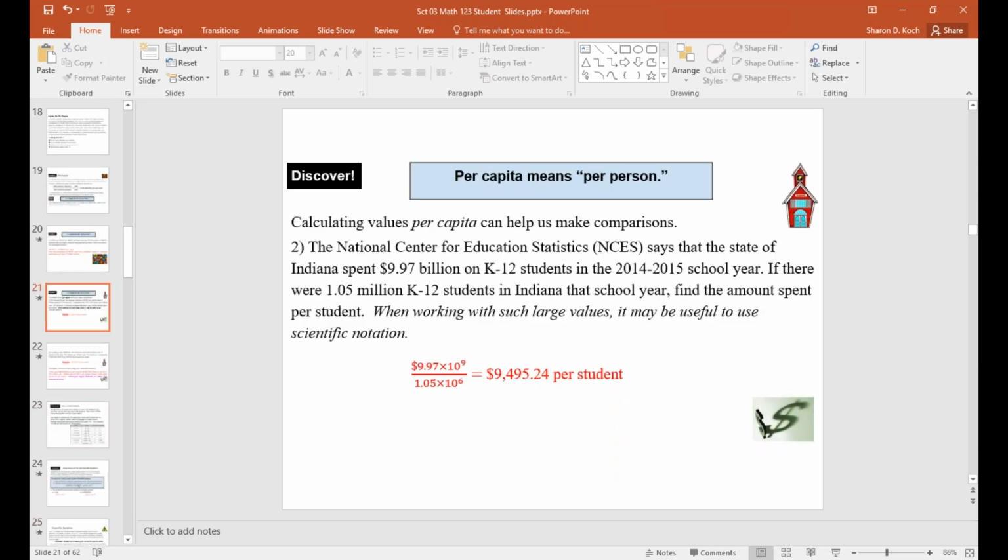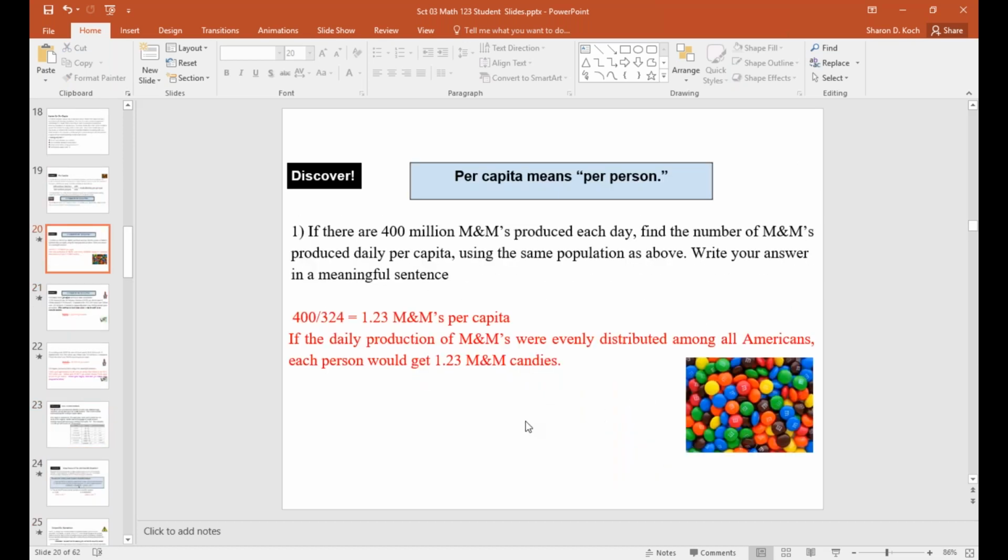Now the next one, I skipped ahead. Let's look at the one with M&Ms. If there are 400 million M&Ms produced each day, can we find the number of M&Ms produced daily per capita using the same population as above? Per capita means per person. Once again, both of those units are in the millions. Makes my life easy because they're going to cancel each other out. I just have to do a division. And so that would be a little over 1 M&M per person. So that's if we were to evenly distribute that.